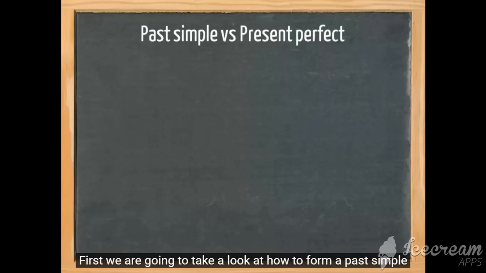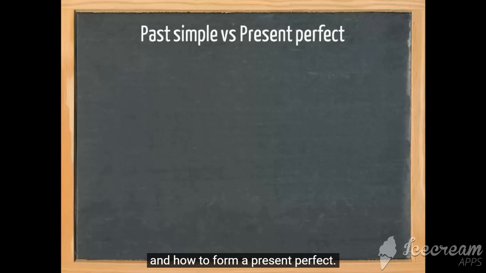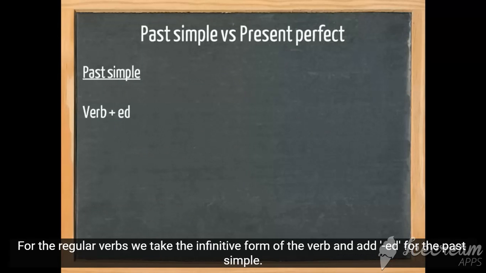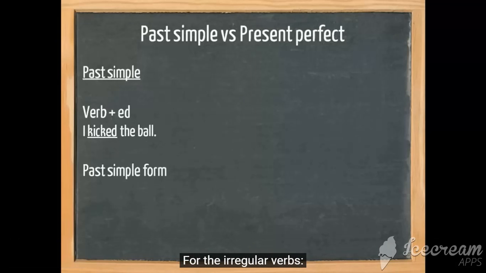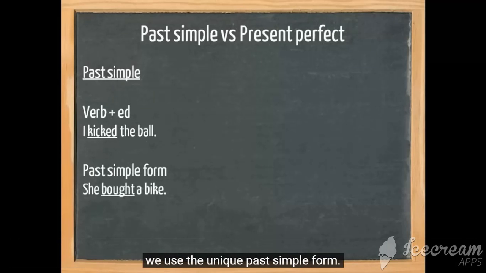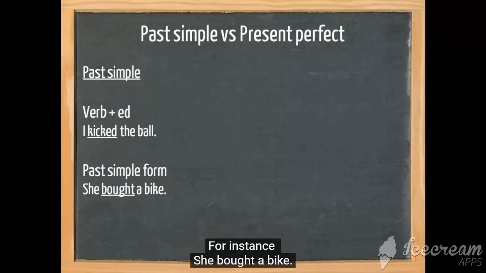Now first we're going to take a look at how to form the past simple and how to form the present perfect. For the regular verbs, we take the infinitive form of the verb and add ed for the past simple. For example, I kicked the ball. For the irregular verbs, we use the unique past simple form. For instance, she bought a bike.